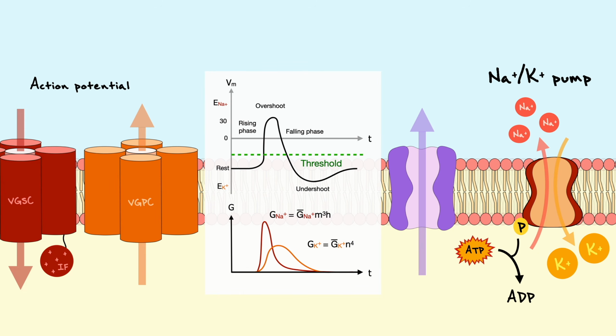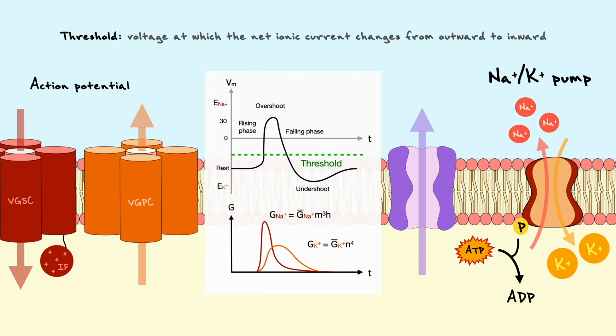positive. Hence, below threshold, the net current is outward, but at the threshold value, which is always higher than the resting membrane potential, the net current from sodium, potassium, and the leak channels is inward, which allows more voltage-gated sodium channels to open and depolarize the membrane up to the overshoot.